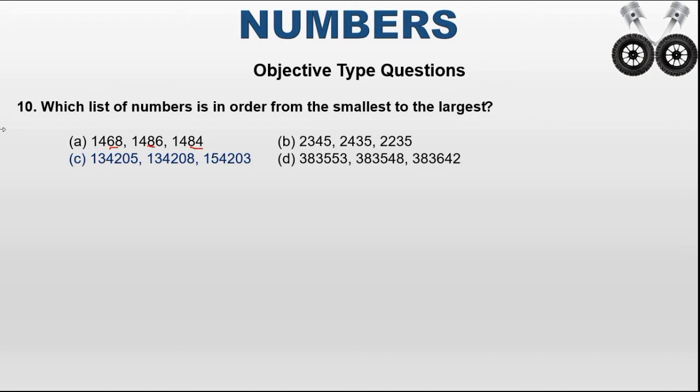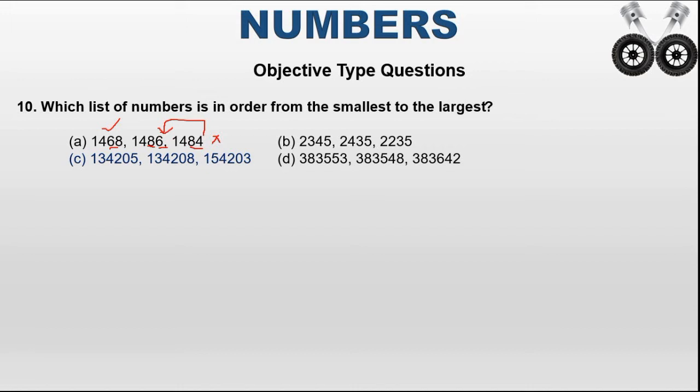So which is the smallest? 6 is the smallest. So that should be arranged first. Okay, that is correct. Now compare the remaining numbers. So here 6 and here 4. Which is the smallest? 4 is the smallest. That should come here. But in this statement, it is arranged as the last. So the statement given here is wrong. The statement A is wrong.